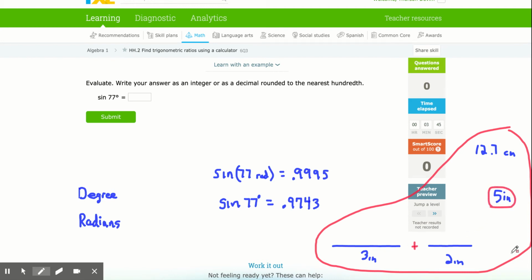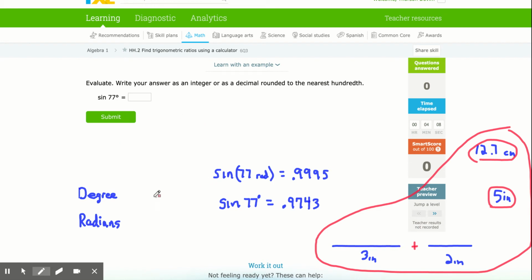But what if your calculator or your ruler or whatever you were measuring was in centimeters? Well, if you measured them, they would come out different than 3 inches and 2 inches, and you'd get a total of 12.7 centimeters if it was asked in centimeters. So centimeters and inches measure the same thing, length, but they're actually different values.